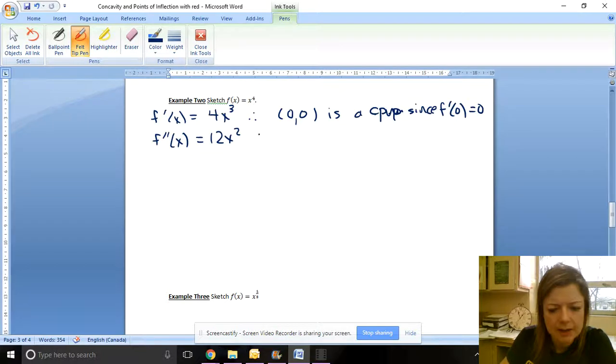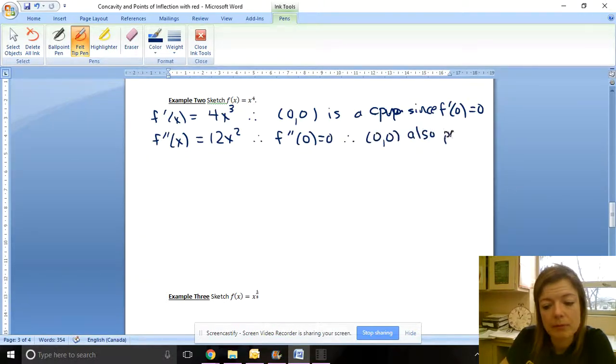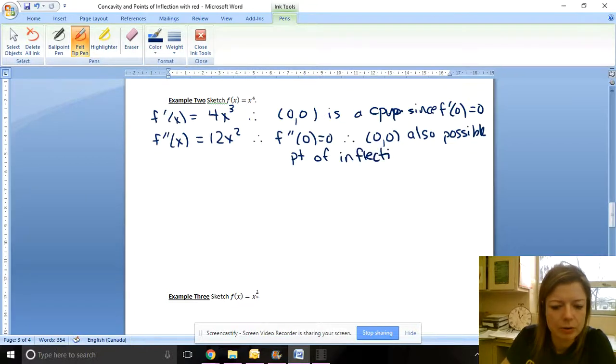So this tells us that f double prime at 0 also equals 0. So therefore (0, 0) is also a possible point of inflection, but not necessarily. So we have to go through and check the second derivative.